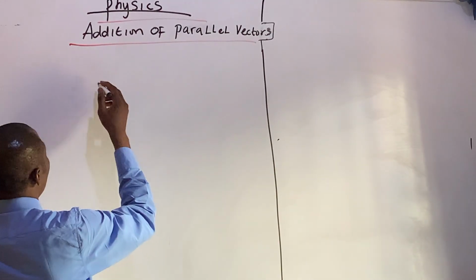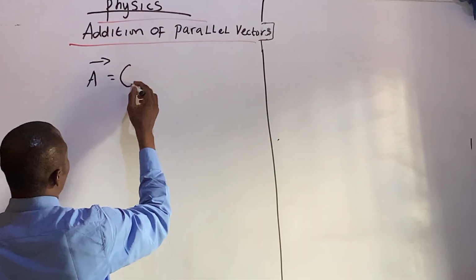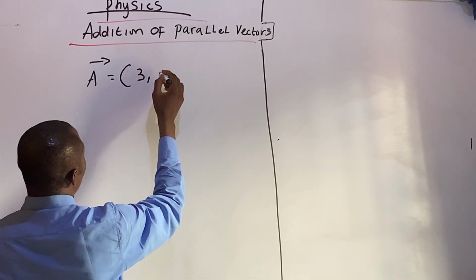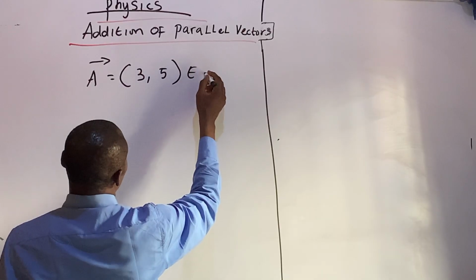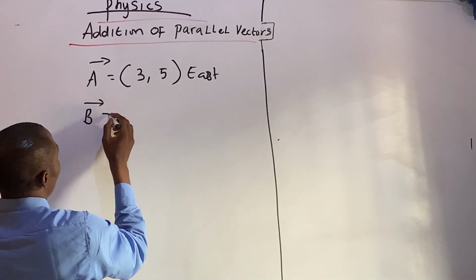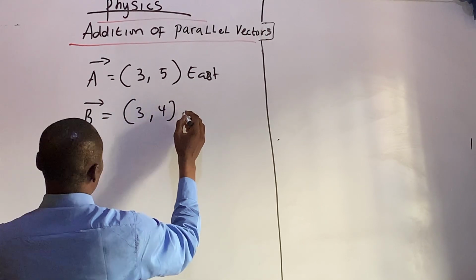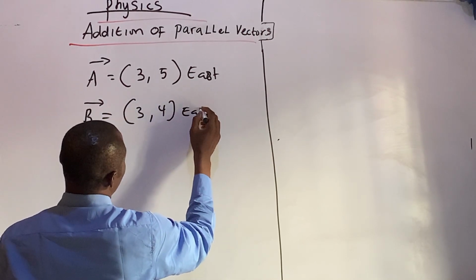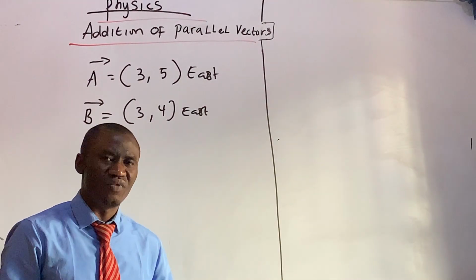Now, when you have a vector A, and this vector is having 3 and then 5 to the east, and then you have vector B, which is having 3 and then 4 to the east. Now, you are asked to add these vectors.